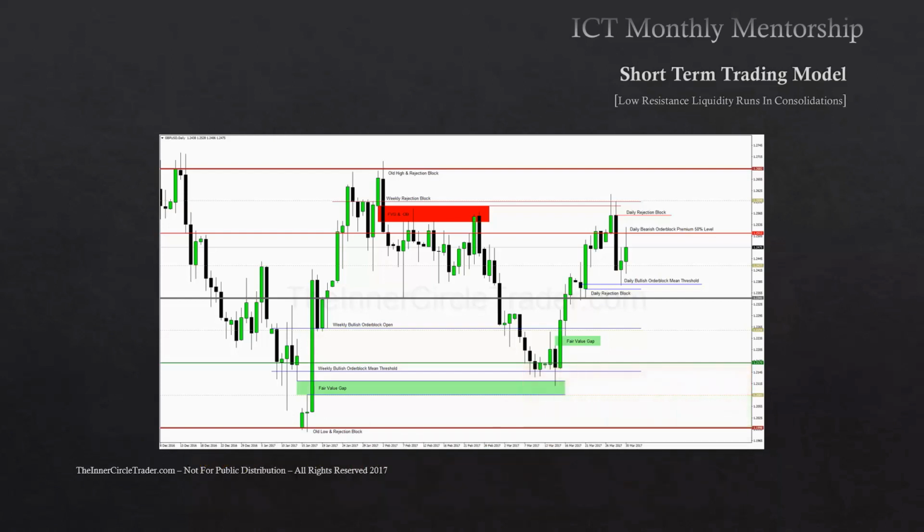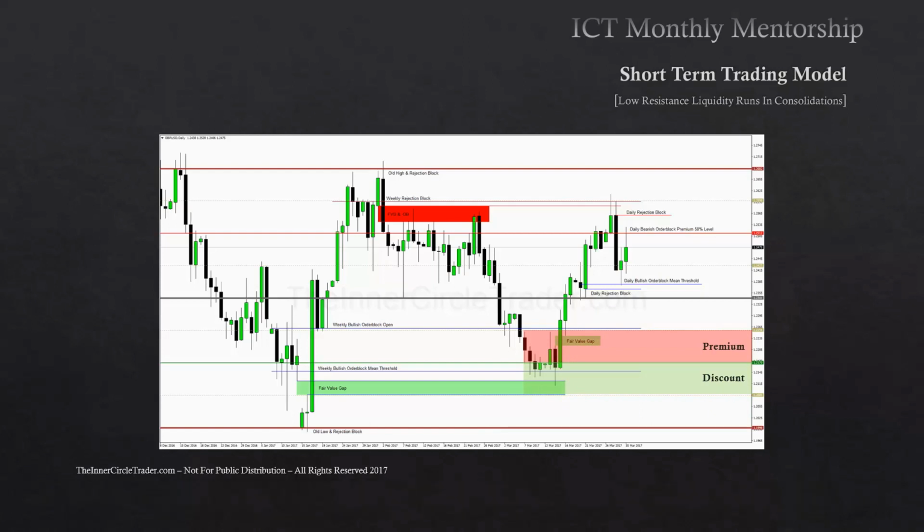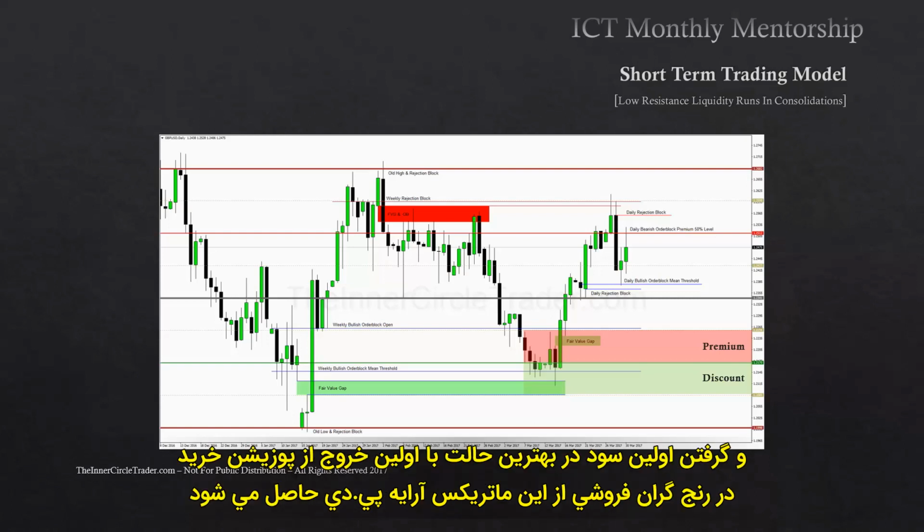Again, moving up, the same thing can be applied to the new quadrants that are shown here. Ideal longs are entered at the discount level or in that discount range. And taking first profit would be best applied by taking your first long exit in the premium range of this PD array matrix.